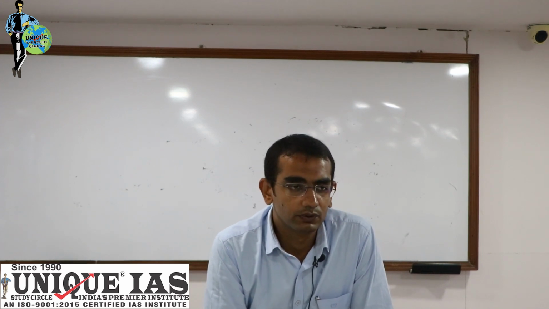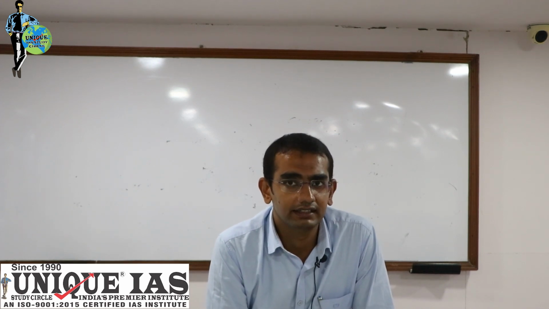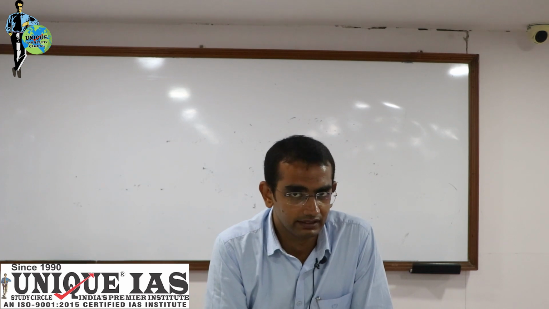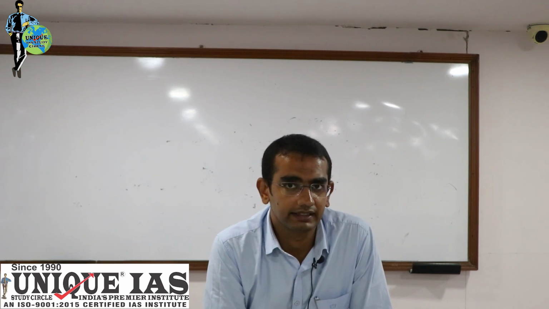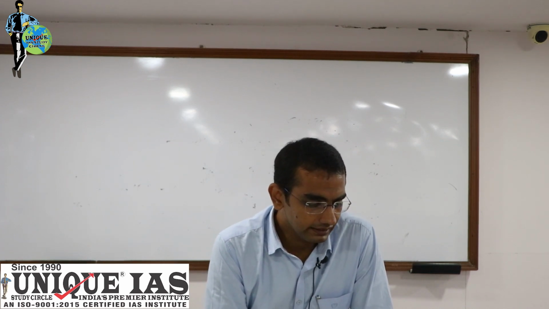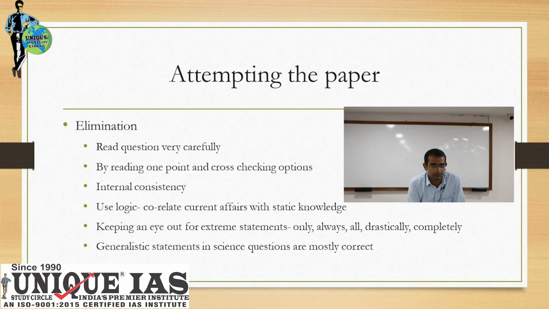So by using that logic, you could have eliminated the 3 options which, incidentally in that question, by design were tiger reserves, and everybody is supposed to know what the tiger reserves are. Then you should keep an eye out for extreme statements, statements which have words like only, this thing happens only, this thing happens always, drastically, or completely, or all. These things are generally wrong.